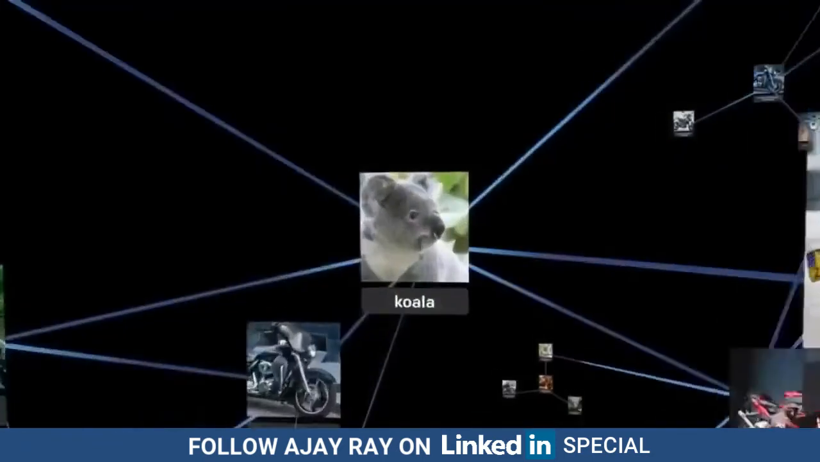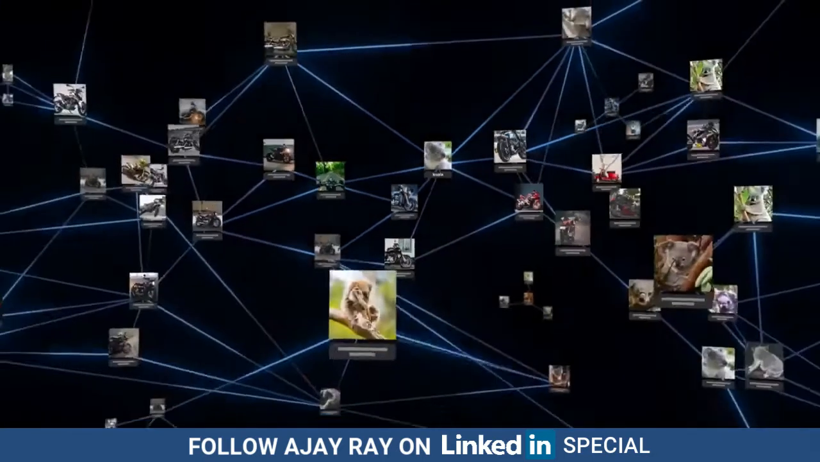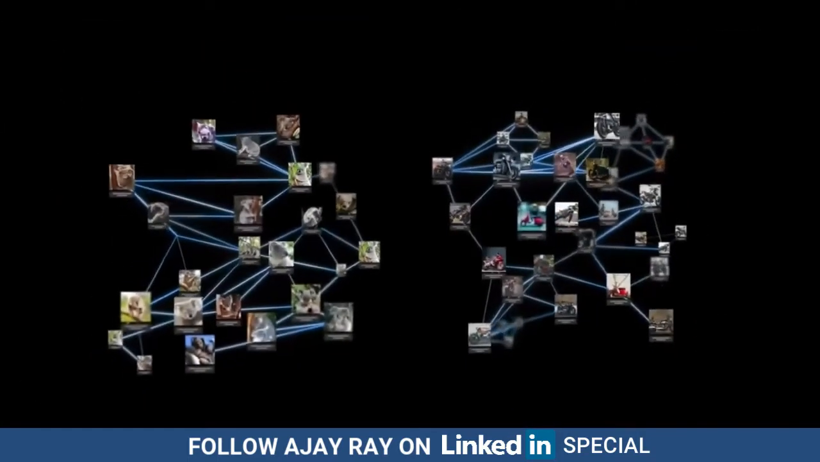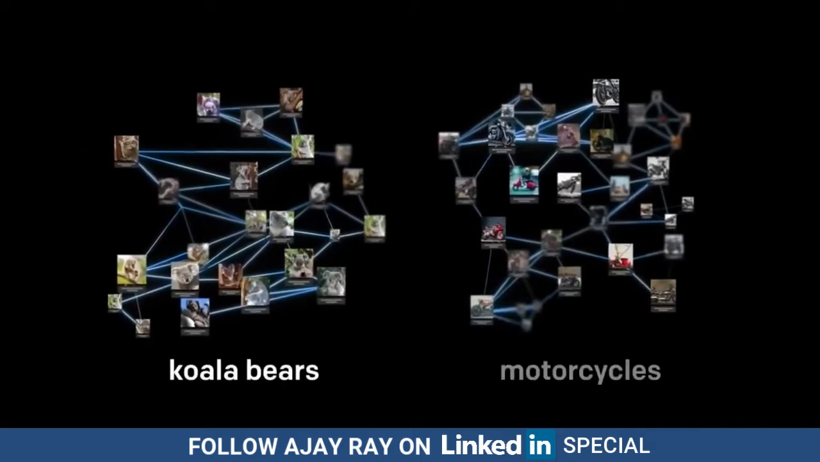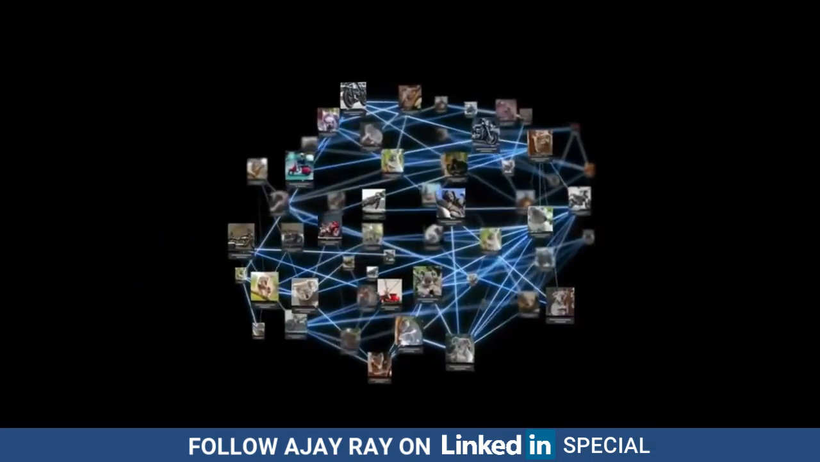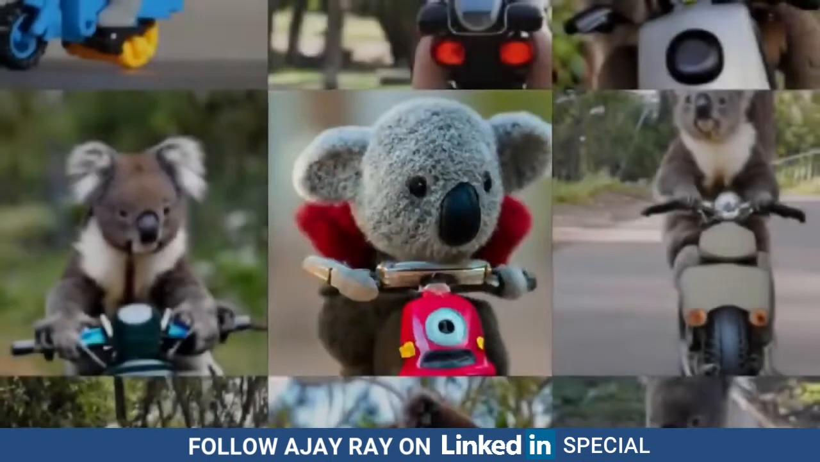DALL-E was created by training a neural network on images and their text descriptions. Through deep learning, it not only understands individual objects, like koala bears and motorcycles, but learns from relationships between objects. And when you ask DALL-E for an image of a koala bear riding a motorcycle, it knows how to create that, or anything else with a relationship to another object or action.